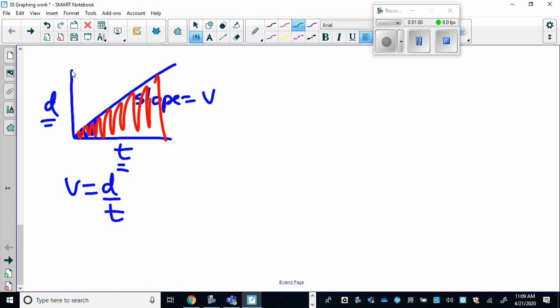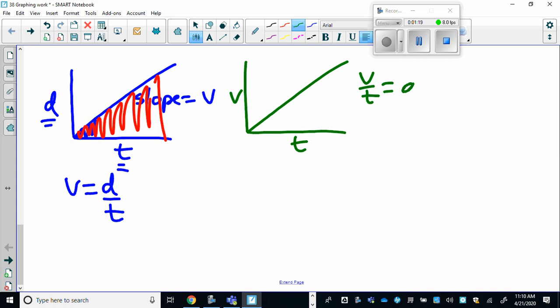But what if we have a velocity time graph? If we have a velocity time graph, and again, we'll do a diagonal line, and we ask ourselves, okay, what about the slope of that line? What will that give us? Well, velocity over time is acceleration. So the slope of that line will give us acceleration.